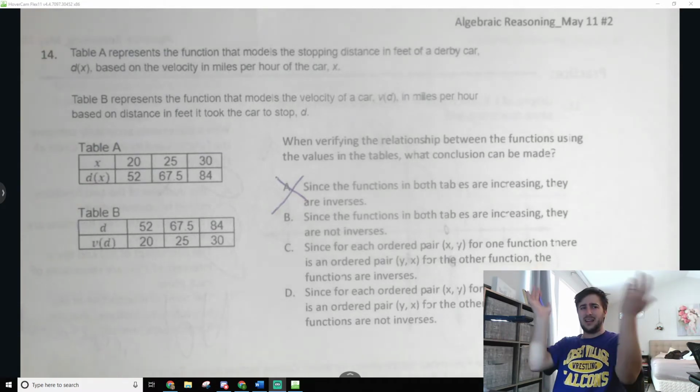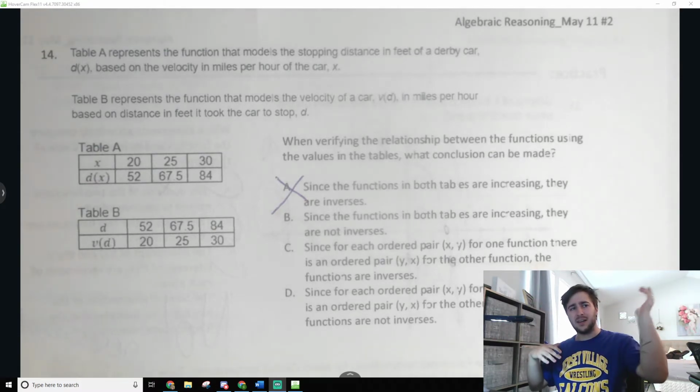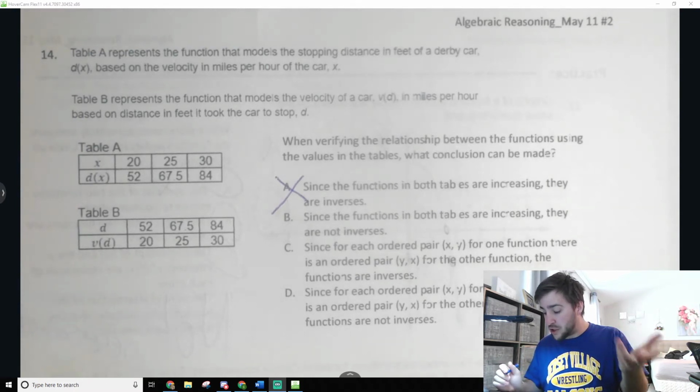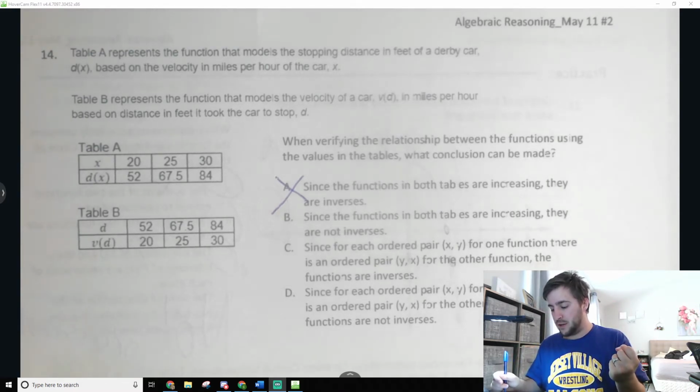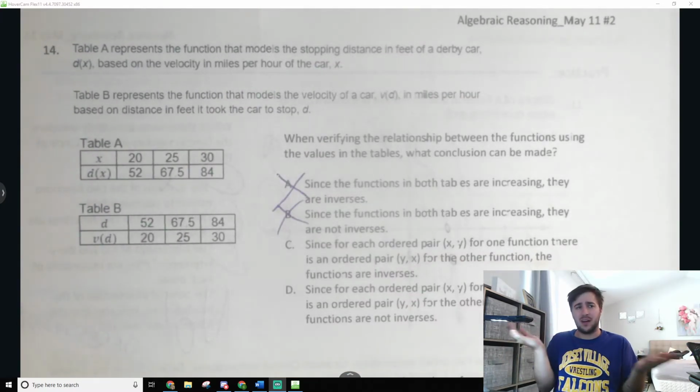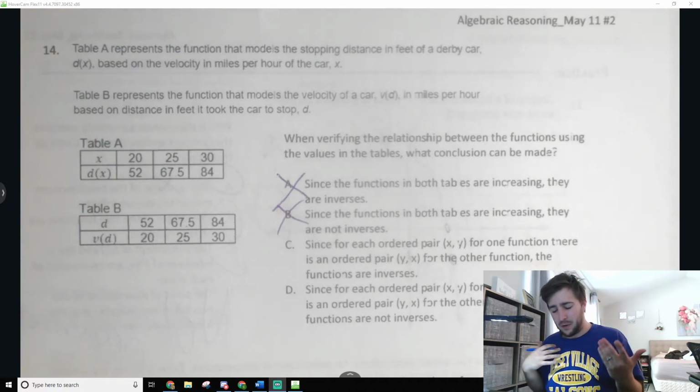No, that has nothing to do with that, okay? Increasing describes functions and stuff like that. We do that in a different part. No, we're not dealing with that right now. Let's see. Since the functions in both tables are increasing, they are not inverses. Again, increasing, decreasing doesn't affect whether or not things are inverses. All right? That's not what we look for.